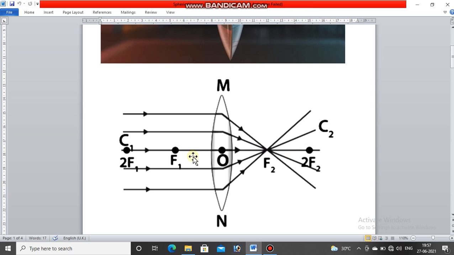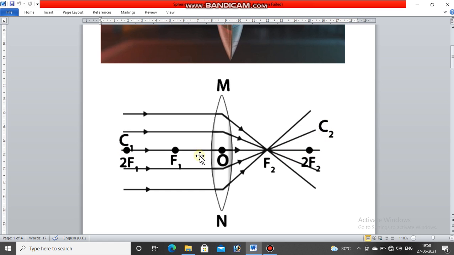On the left hand side, the first point is known as F1, and the second point is known as 2F1. Similarly, on the right hand side we have a point known as F2, and another point 2F2. So we have these 5 points: one optical center, 2 on the left hand side and 2 on the right hand side. F1 is the principal focus, and double this focus is also known as C1, and the second double focus is also known as C2.